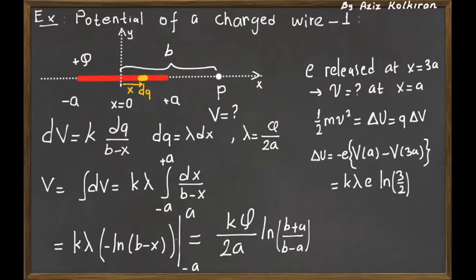And when we express this explicitly in terms of this potential expression and in terms of the charge density, the change in the potential energy is equal to k times lambda times e times the logarithm of 3 divided by 2. This will be equal to the kinetic energy, and by solving for v, we get the expression for the final speed of the electron as the square root of 2kλe divided by the mass of the electron times the natural logarithm of 3 divided by 2.